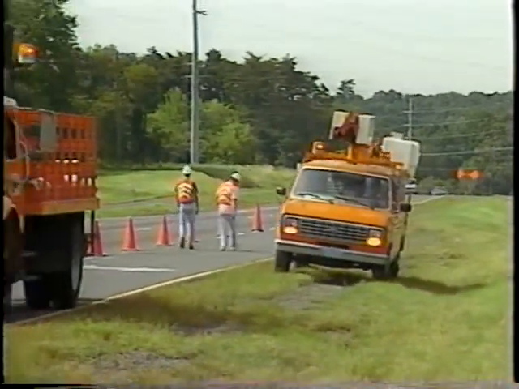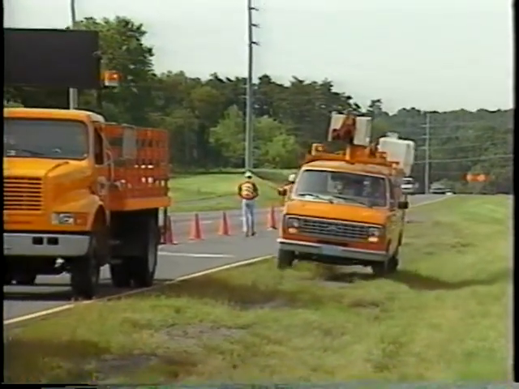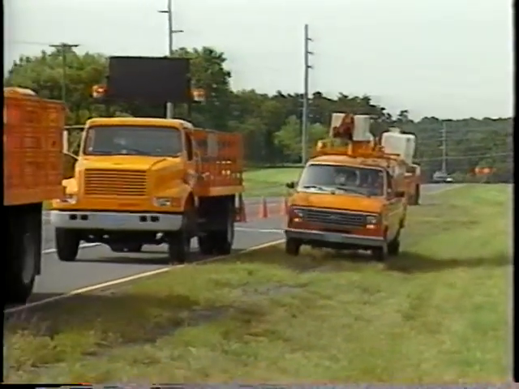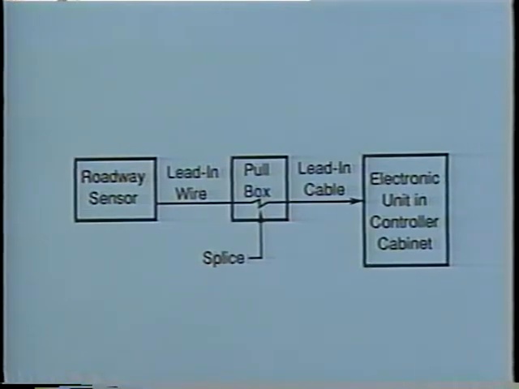Now, let's discuss installation techniques using our example for illustration. As detailed in this schematic, the loop detector system is composed of one or more wire loops embedded in the pavement to act as a sensor, a splice between the lead-in wire and the lead-in cable in the pull box, the lead-in cable, which is usually in a conduit running to the terminal strip in the controller cabinet, a cable from the terminal strip to the electronic detector unit, and finally the electronic detector unit itself.